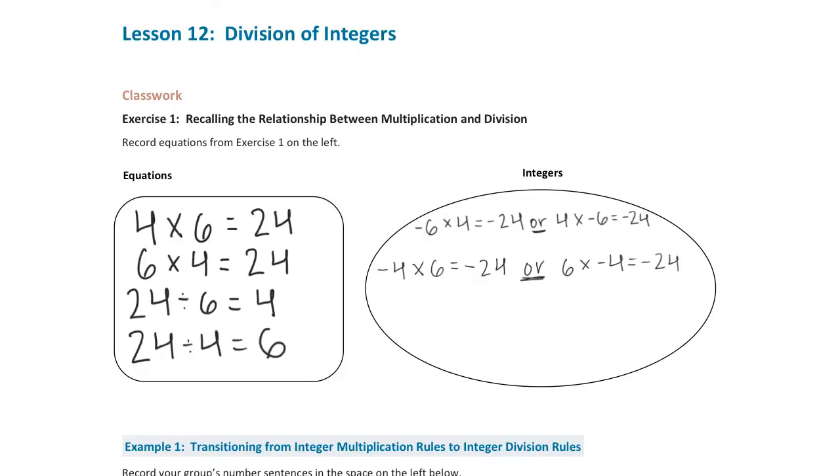Now let's say we set both of those numbers as negatives. So we have negative 4 times negative 6. That is going to give us 24. Remember that a negative times a negative equals a positive number. Or if we switched them around, we would have negative 6 times negative 4 still gives us positive 24.